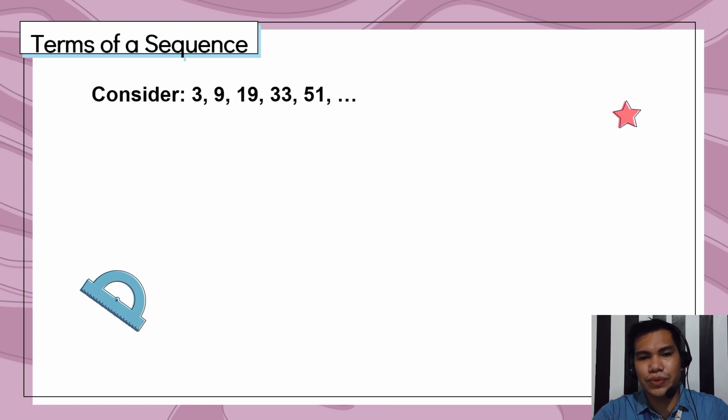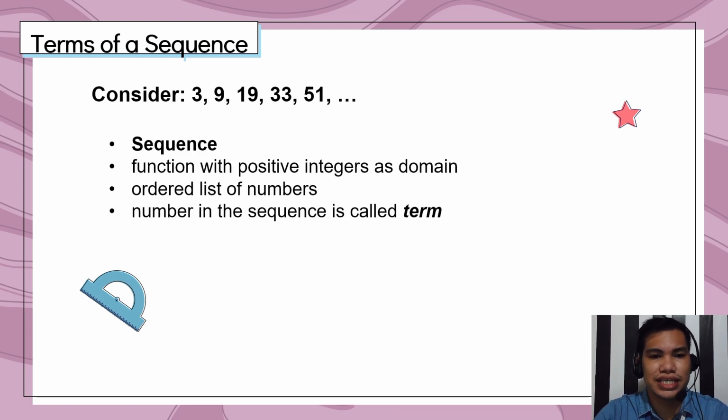For instance, we are given the following list of numbers: 3, 9, 19, 33, 51, and so on. So, kani siya nga mga numbers, gihatag sa ato, the 3 dots there, kanang tulo ka dot after sa 51, that means gapadayon ang atong numbers. This list of numbers here is what we call a sequence. Pag sinabi nating sequence, it is a function with positive integers as our domain. And it is also an ordered list of numbers. So, ordered list na siya.